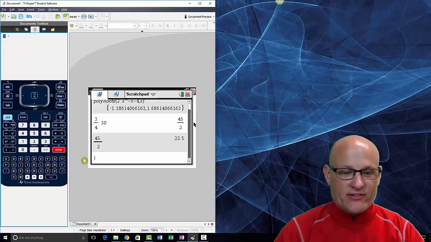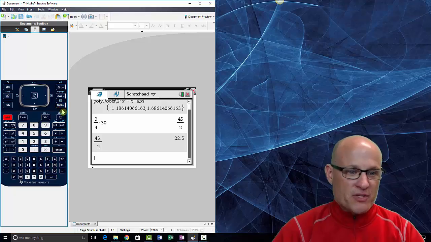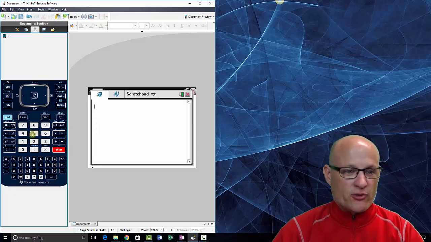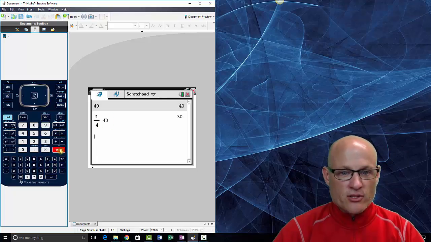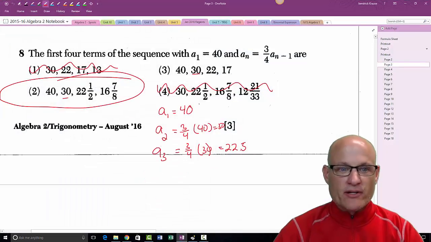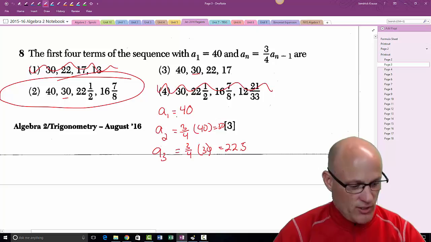By the way, this is the easiest way to do this. You just put 40 in. And then you do 3 decimal point, control division, 3 decimal point, because it needs that, over 4, times control answer. 30, 22.5, 16.875. Boom, there it is. And choice 2. Great, perfect.